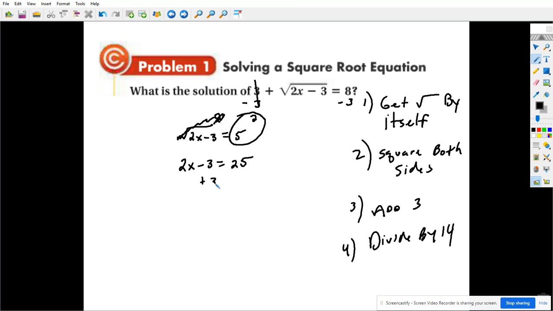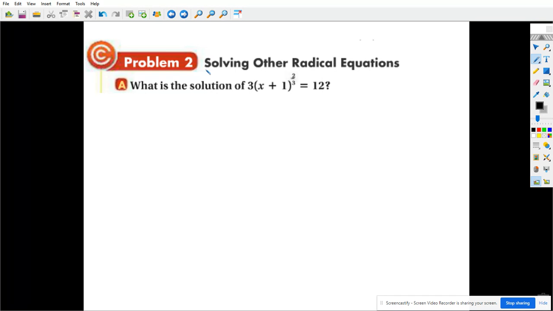So I'm going to add 3 to both sides. 2x equals 28. I'm going to divide by 2, and I'm going to get x is equal to 14. So right there, there's my answer. x equals 14. If I take 14 and plug it in here, 2 times 14 is 28. 28 minus 3 is 25. The square root of 25 is 5. 3 plus 5 is 8. So you can always check by making sure the left side equals the right side.